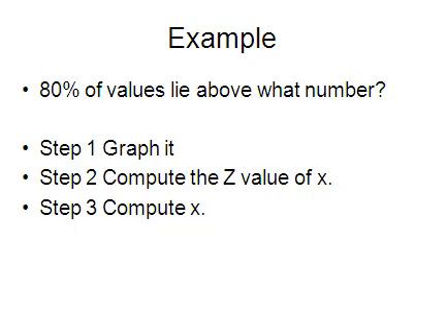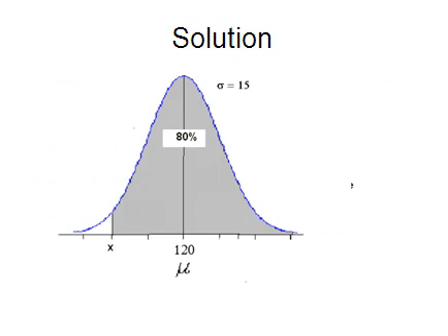Okay, so we have a mean of 120, and I want 80%. So I'm sorry, a mean of 120, standard deviation of 15. 80% of the values lie above what number? So in order to do this, I've got to draw the x here. 80% has to be above it.